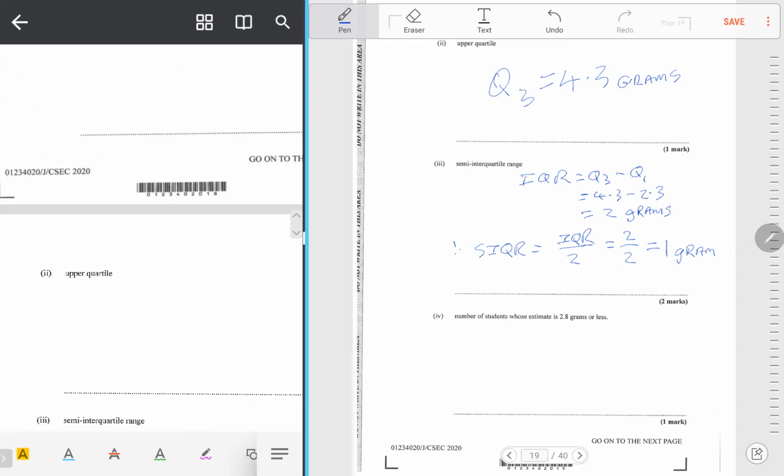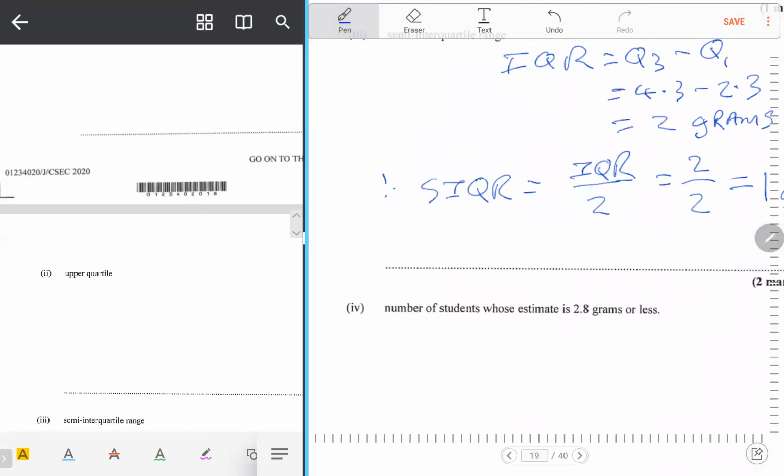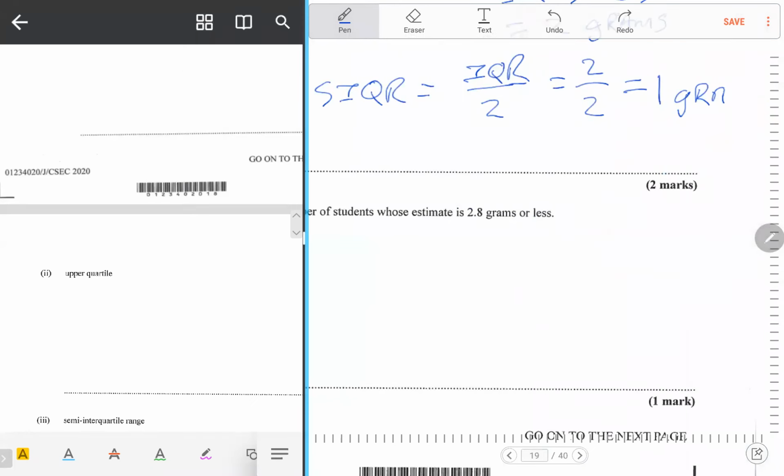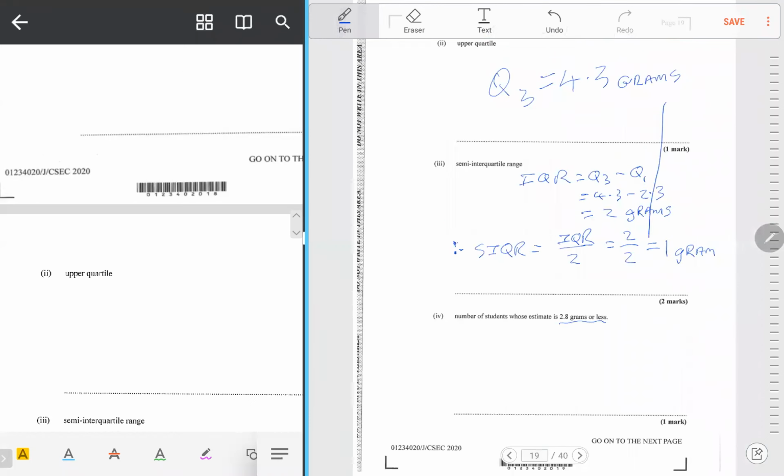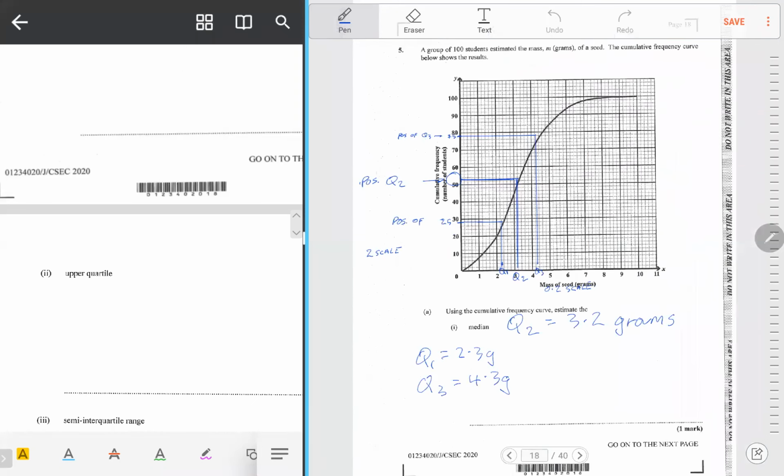The next part says the number of students whose estimated mass is 2.8 or less. So less than or equal to 2.8. That's what the graph shows, so all we have to do is read it on the graph. The graph will show you how many students measured less than or equal to 2.8. So we go back up to the graph now, and use a different color for that one.